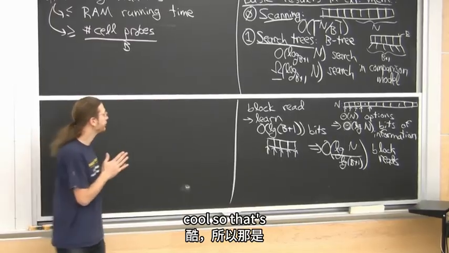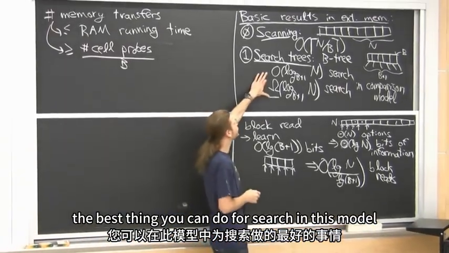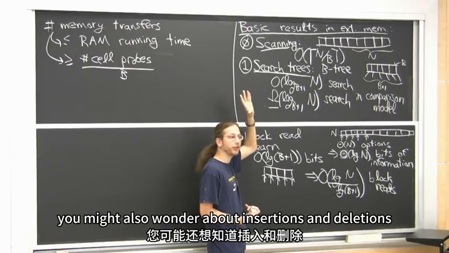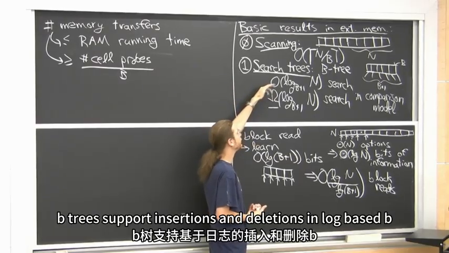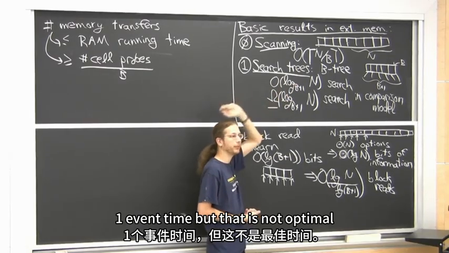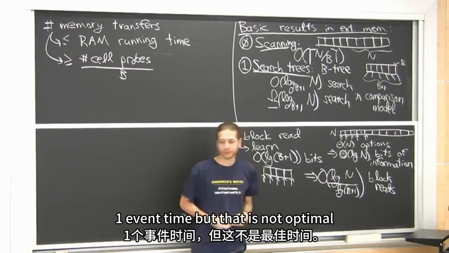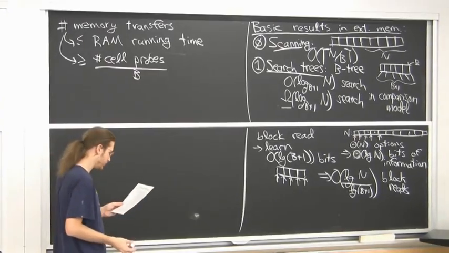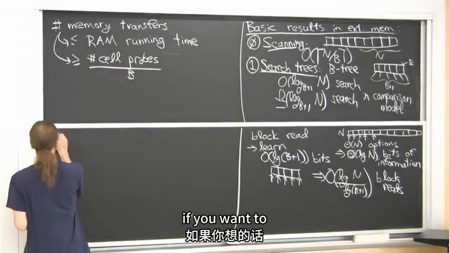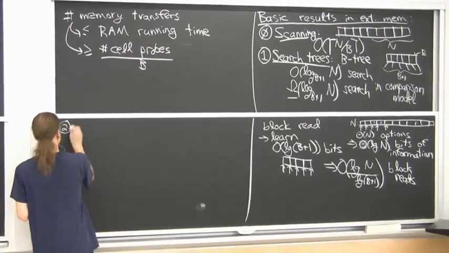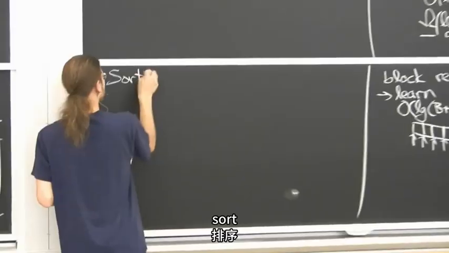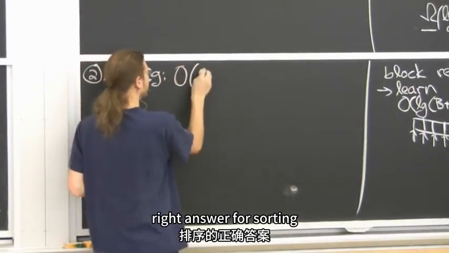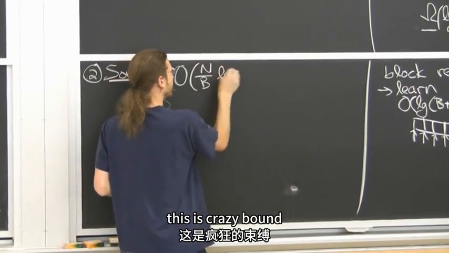Cool. So that's the best thing you can do for search in this model. Now, you might also wonder about insertions and deletions. B-trees support insertions and deletions in log base b plus 1 of n time, but that is not optimal. We can do better. So, for example, if you want to sort, the right answer for sorting is this crazy bound.